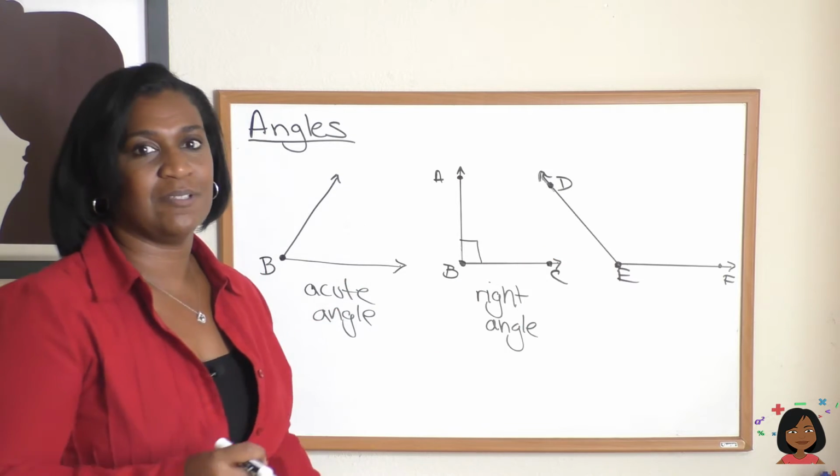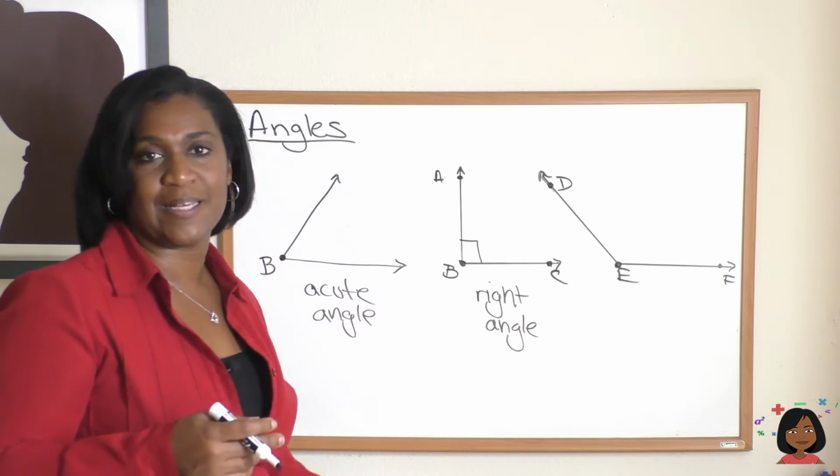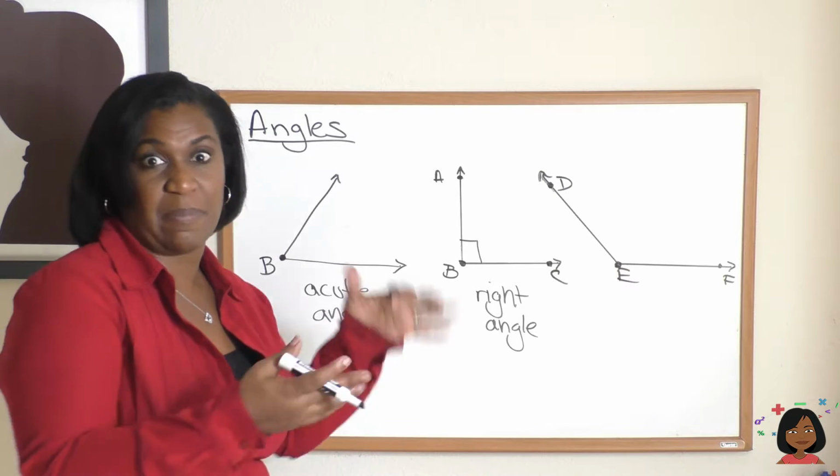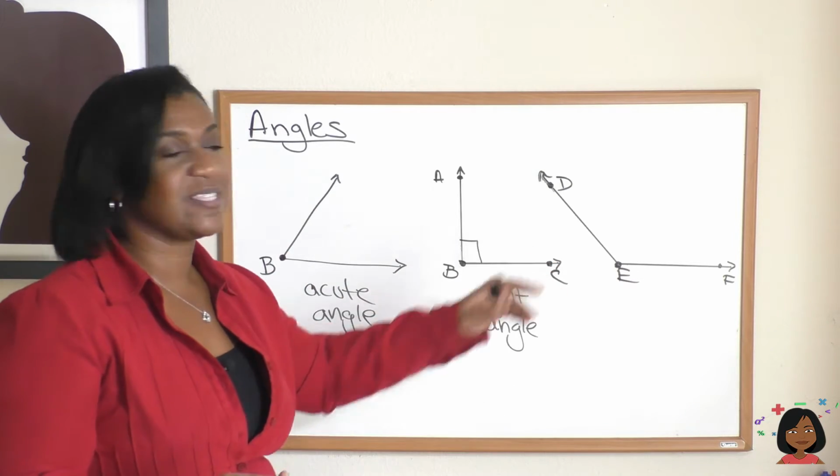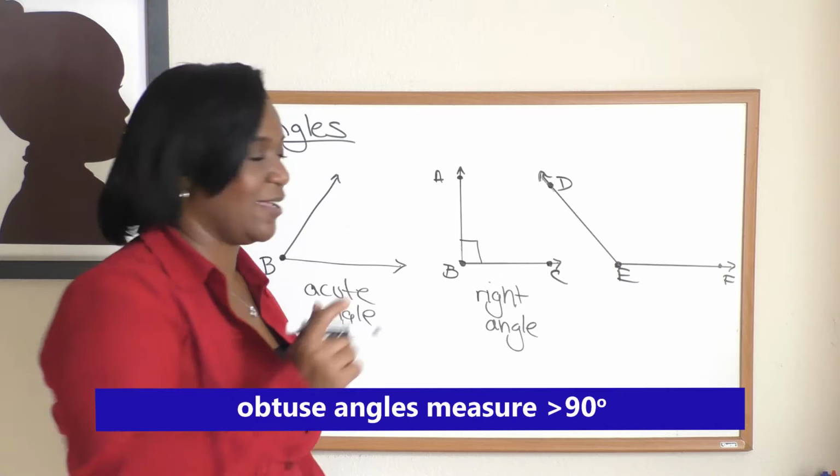Now look at this one. This one is more than 90 degrees. So he's not a cute one, he's a big one. So we call this angle an obtuse angle.